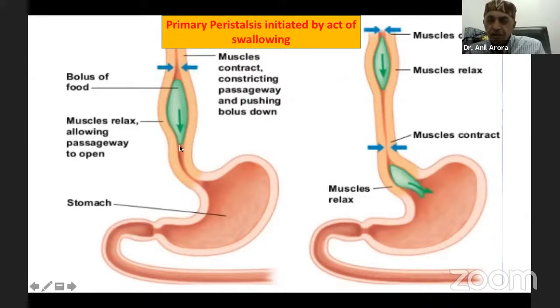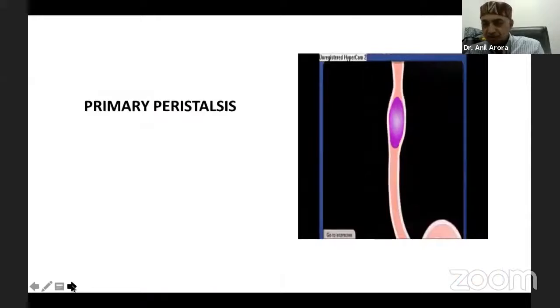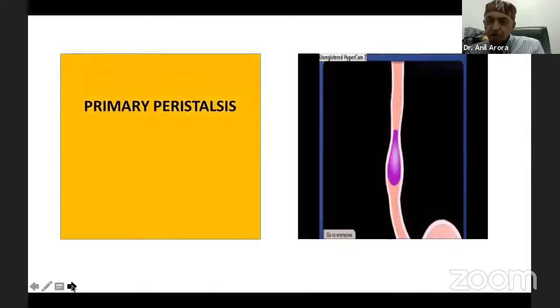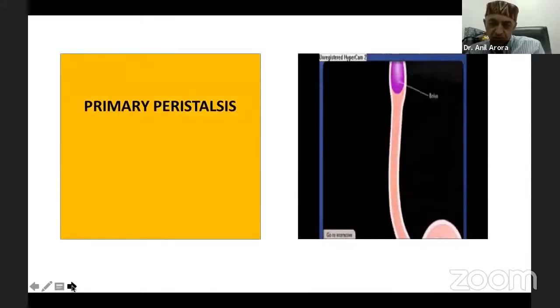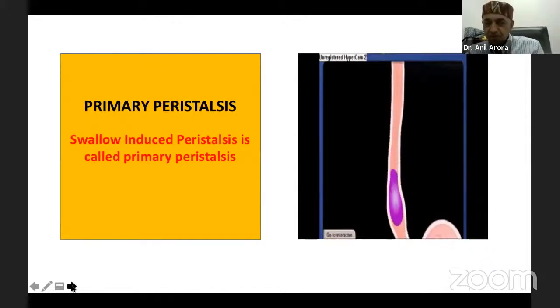The distal part relaxes, and in a sequential manner, you have the food going down with all the components which I've shown you. So this is what is a primary peristalsis. It is sequential, it is persistent, it is progressive, it is directed caudally only. So swallow-induced peristalsis is called primary peristalsis.